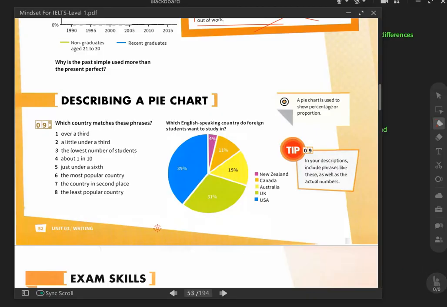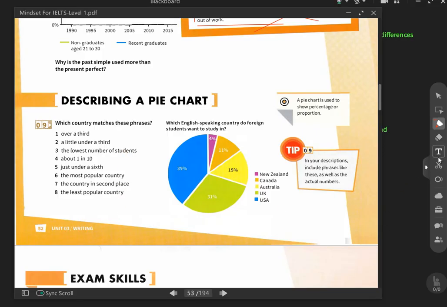Under. I think Australia. And you're right, of course. And the most popular country, USA. And the country in the second place. UK. Yeah. And the least popular is New Zealand. New Zealand. Very good. Well, so you know that.